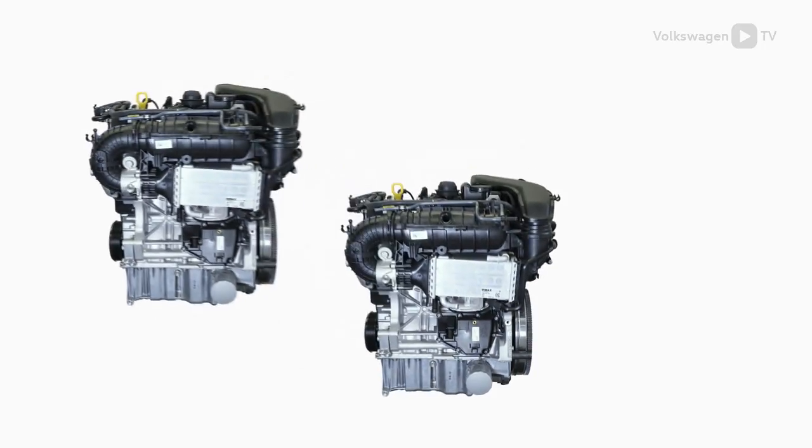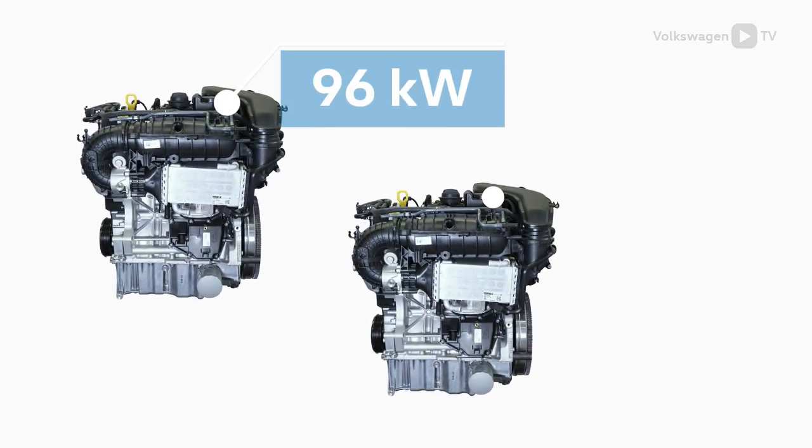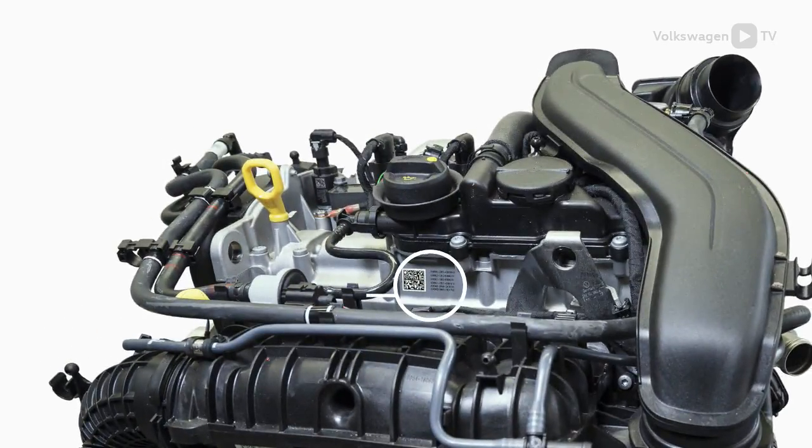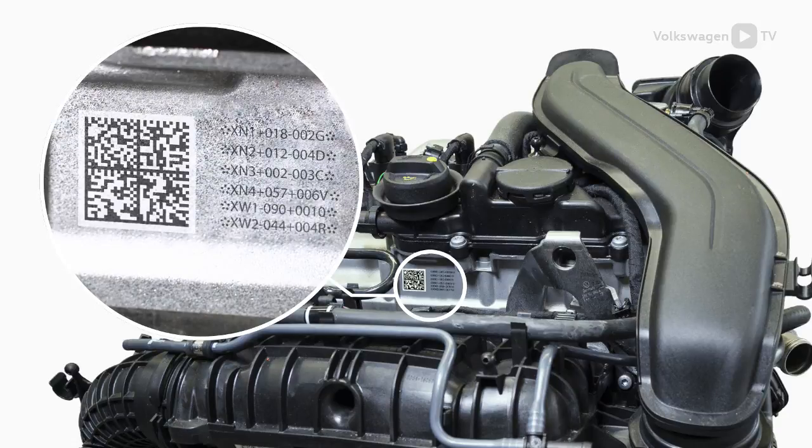For all current and future EVO engines, these production tolerances are measured during production and transferred to the engine control unit. Later, they will be depicted as a character string or data matrix code.